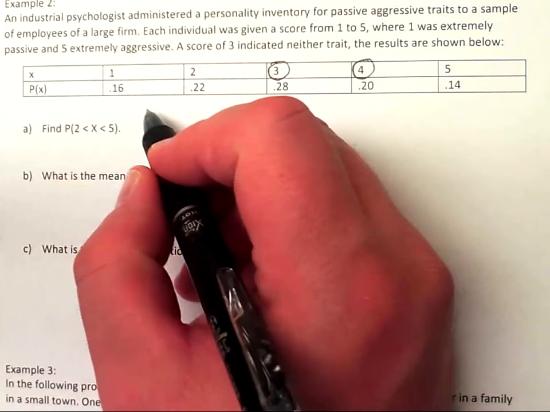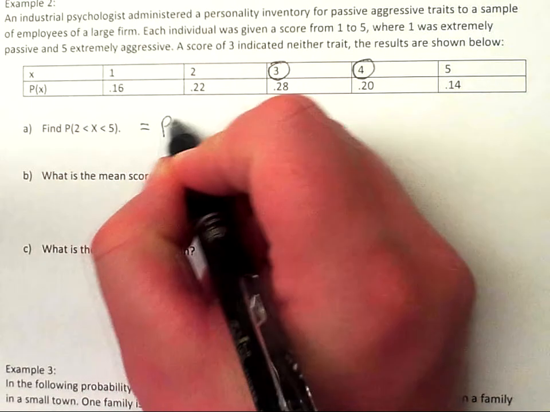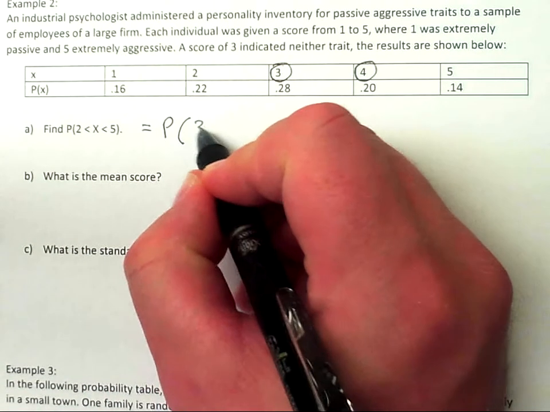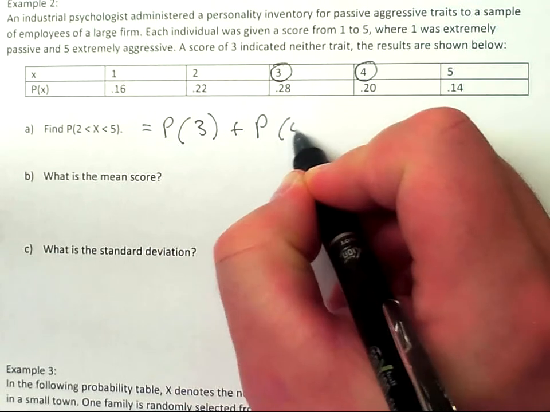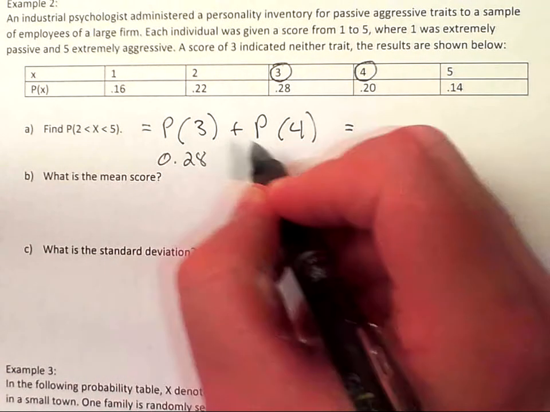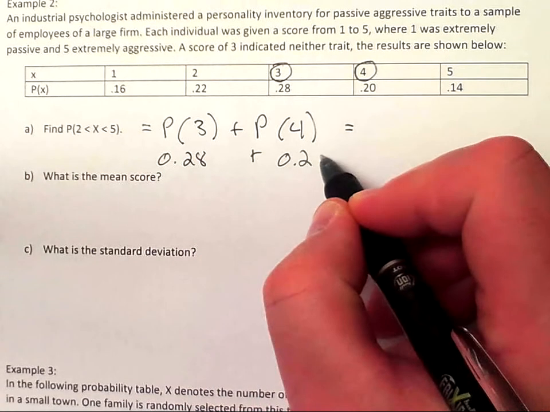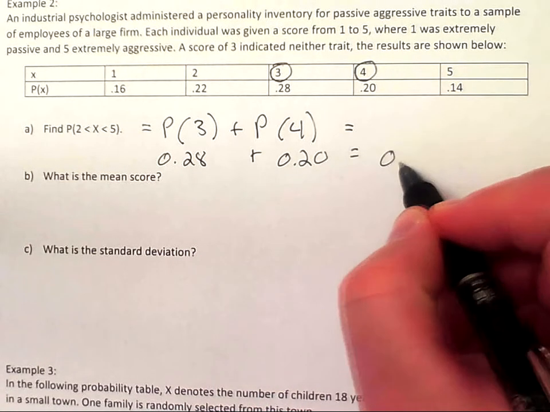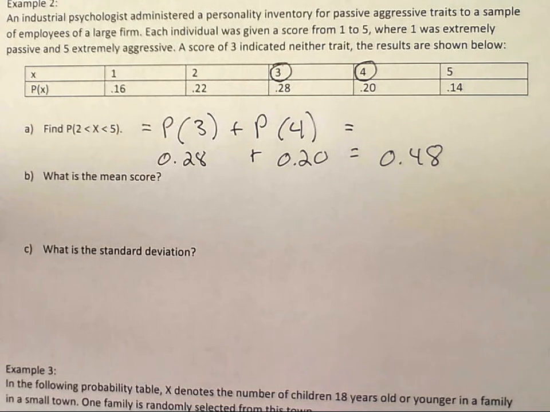All right. So then here what we're going to do is, this is going to be equal to the probability that x is equal to 3 plus the probability that x is equal to 4. And then here we're going to have 0.28 plus 0.20, which is equal to 0.48. Is everybody good with A? Any questions whatsoever about A?